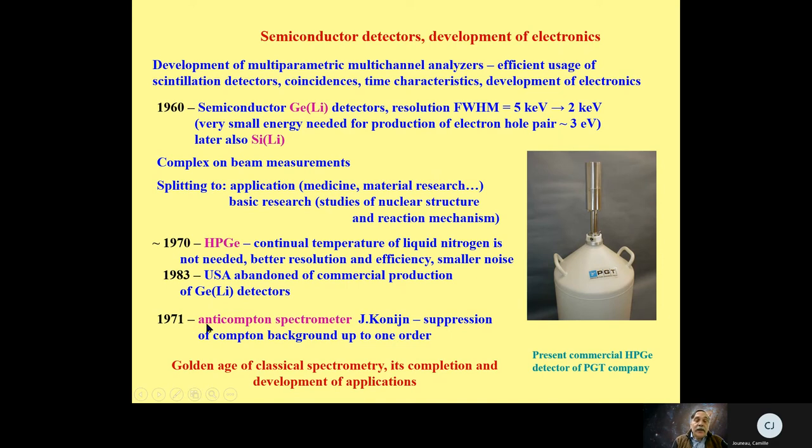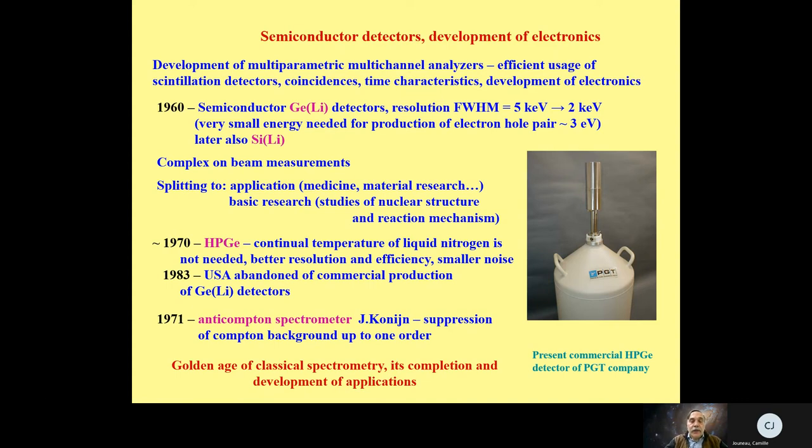In 1971, Conin first used an anti-Compton spectrometer. You know that one of the interactions of gamma with matter is Compton scattering. During Compton scattering, the gamma gives to the electron not all its energy, only part of it. That means it will not go to the photopeak, but to the Compton continuum. And Conin made possible suppression of this Compton background by up to one order of magnitude. That means it's very, very big.